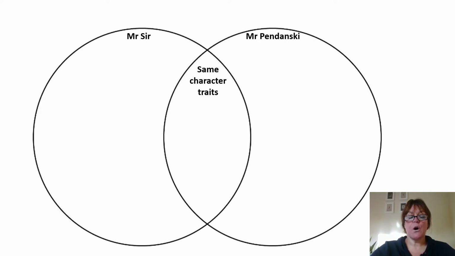Hopefully you will have been able to fill some of these gaps in. Don't worry if you haven't, because I'm going to go through it with you anyway. And as before, you can pause the video and catch up and fill in the gaps as we go along. There's no rush, no pressure.